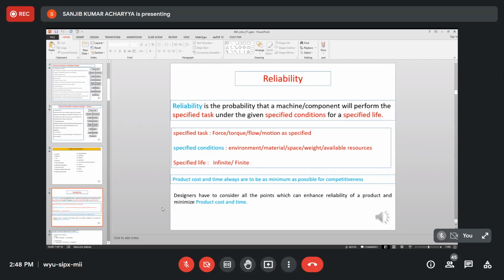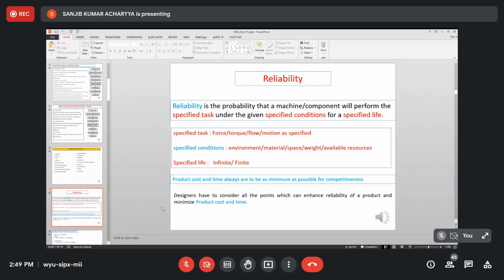So first of all, we have to understand the definition of reliability. Reliability is the probability that a machine or a component which we are going to design will perform the specified task under the given specified conditions for a specified life. There are three red colored phrases in the definition. Specified task: every product is specified by certain responsibility, certain function, certain service. Those are the specified tasks.